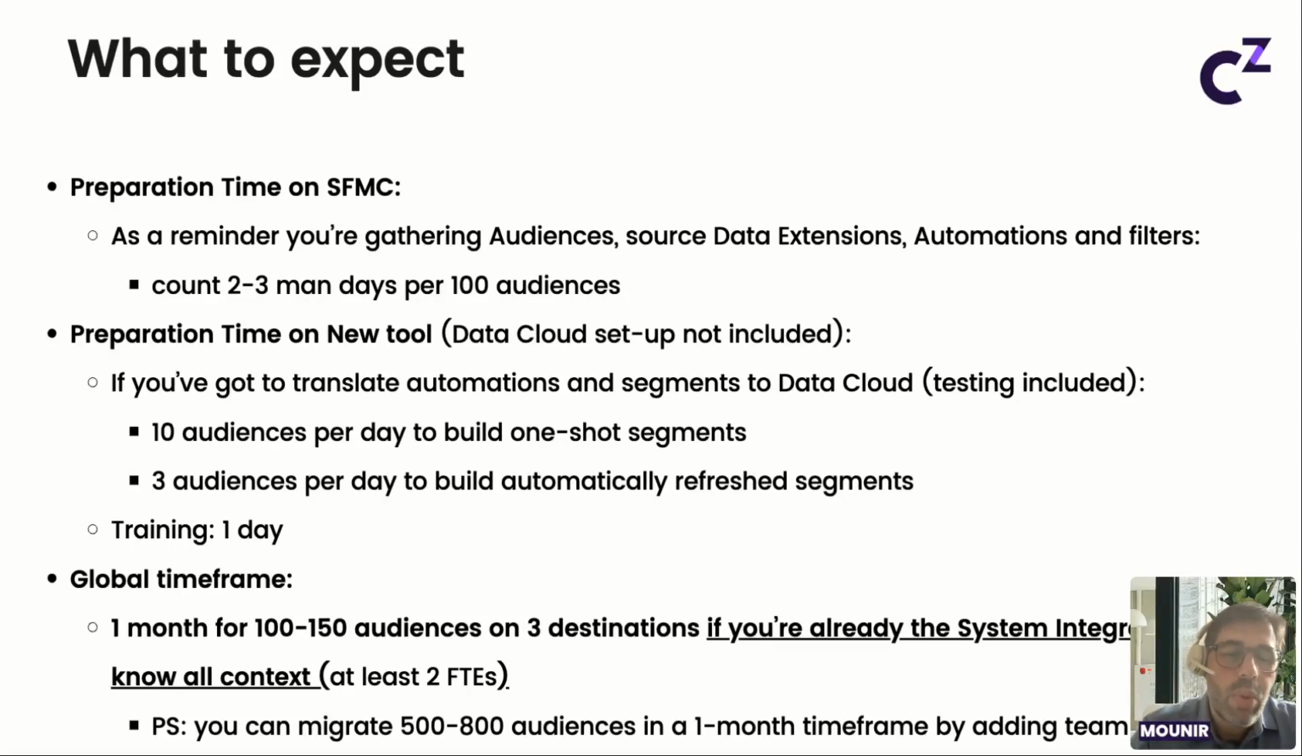In about 1 month, you can do up to 800 audiences, but really the time frame with two people on three destinations for 100, 150 audiences, you can do it with two people in less than a month, taking everything into account, preparing the people, etc. If you're already the system integrator, of course, and you know the context, you know the people, you have the right contacts, you know the instance.